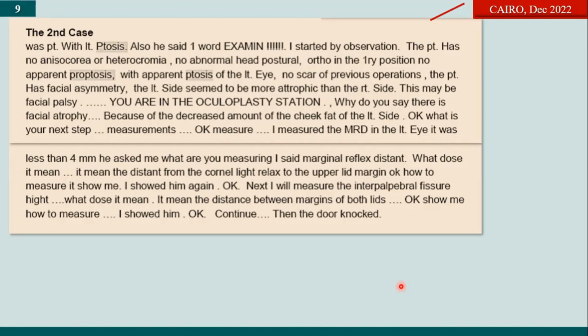Okay, but here instead of saying less than 4 millimeters, I think you should mention the number. Don't say less than millimeters. Because you're already measuring, you have to mention a specific number. Yeah, specific number, 3.7 or 3.